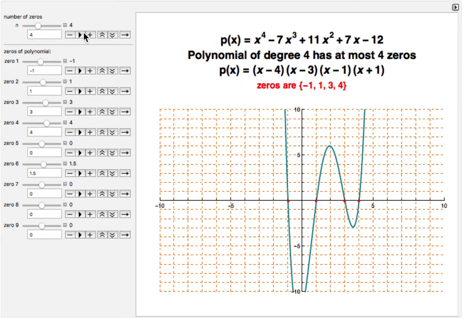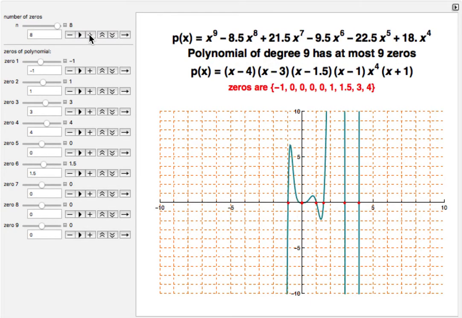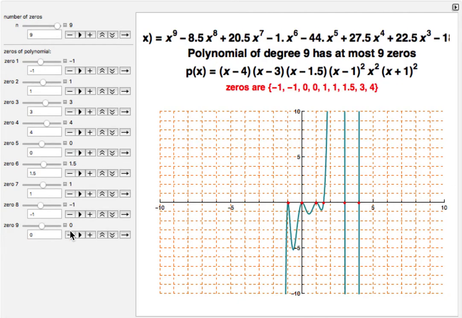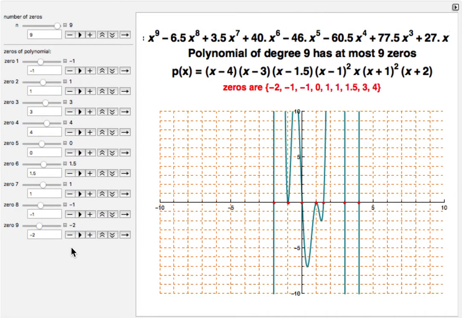Now let's get really tricky. Let's add a much higher degree. Let's go up to 9 degrees. n is 9. So now there are a whole lot of zeros we can be looking at, right? Let's pick something tricky here. So we have 9 zeros, right?